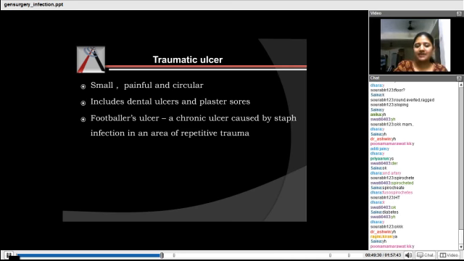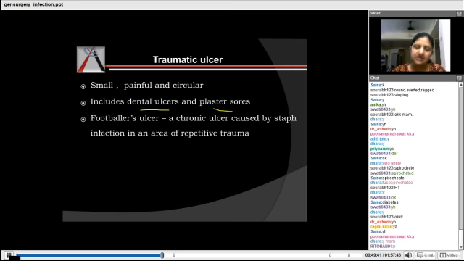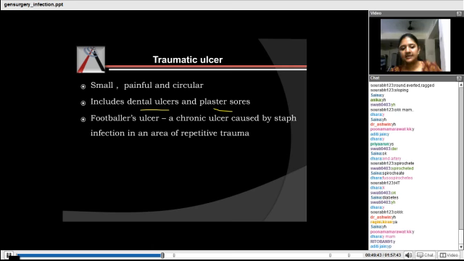Then comes traumatic ulcer. Now when I say traumatic ulcer, the first thing we think of is, remember your denture related ulcers or dental ulcers, plaster sores. Plaster sores is after the fracture that happens. Those kind of things will be traumatic ulcers. We know a lot of them. So they're small, painful, circular.